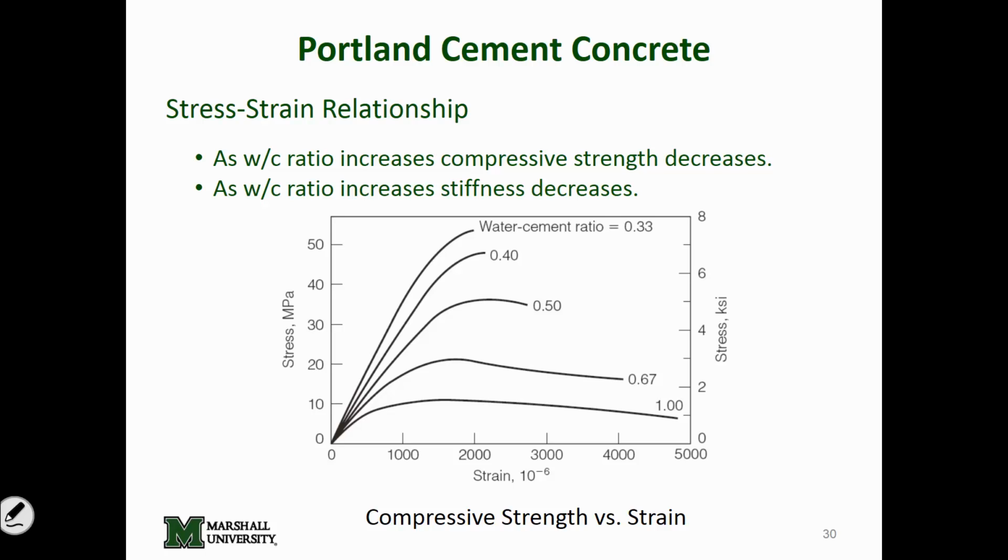Diagram of compressive strength versus strain. And as you see, we get our water cement ratio of 0.33. It's down in that area we like to be at, 0.4, 0.5. We see nice stress-strain curves. We don't get a lot of strain before we get our compressive strength. As we get higher and higher water cement ratios, not only do we get lower and lower compressive strengths, it takes longer to get to those compressive strengths. And we don't like that. So rule of thumb, make sure you're keeping your water cement ratio where you want it to be.